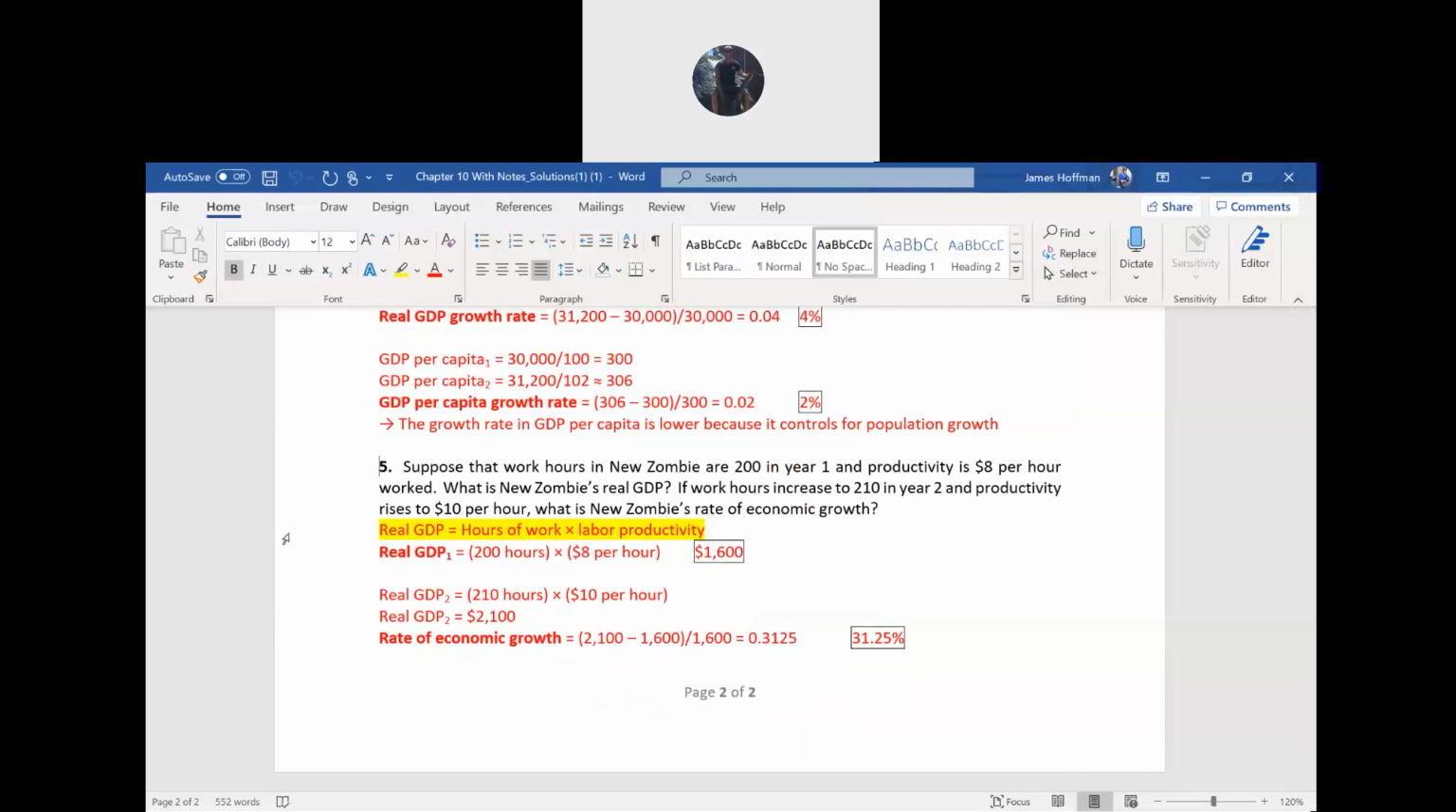Okay, so we got one more example here on chapter 10. Let's suppose that work hours in New Zombie are 200 in year one, and productivity is $8 per hour. So that means that each hour of work gives us $8 in productivity. What is New Zombie's real GDP? And then if work hours increased to 210 in year two and productivity went up to $10 per hour, what is New Zombie's rate of economic growth?